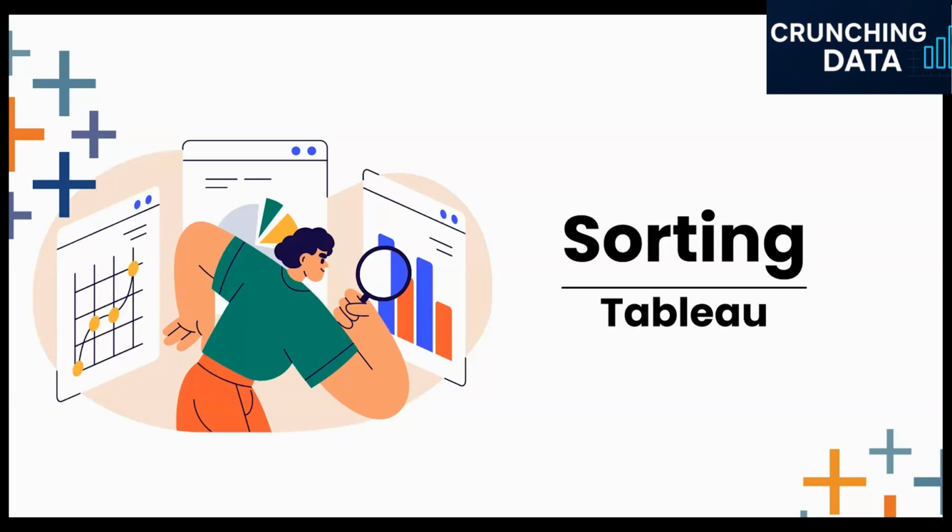Hello everyone. In this session, we will be talking about sorting in Tableau. In Tableau, sorting refers to the process of arranging the data in a specific order within a visualization. Sorting helps us to analyze and interpret the data more effectively by presenting it in a structured manner. Tableau provides various options for sorting in visualizations, depending on the specific requirement for your analysis.